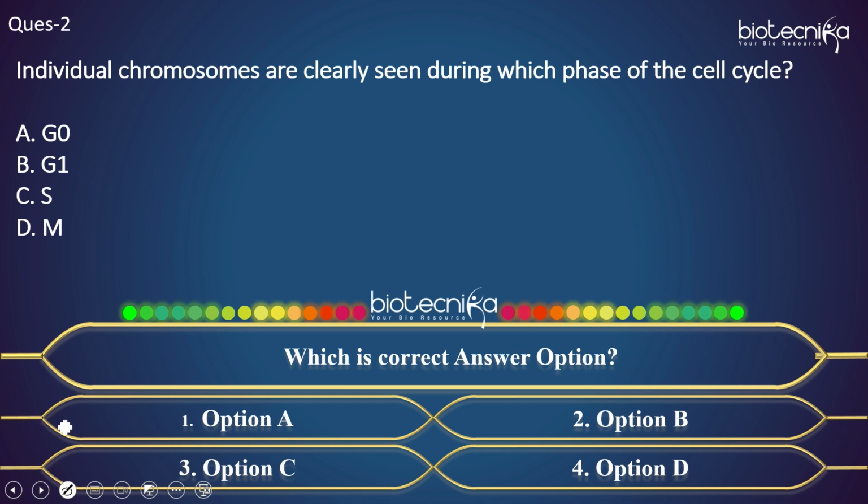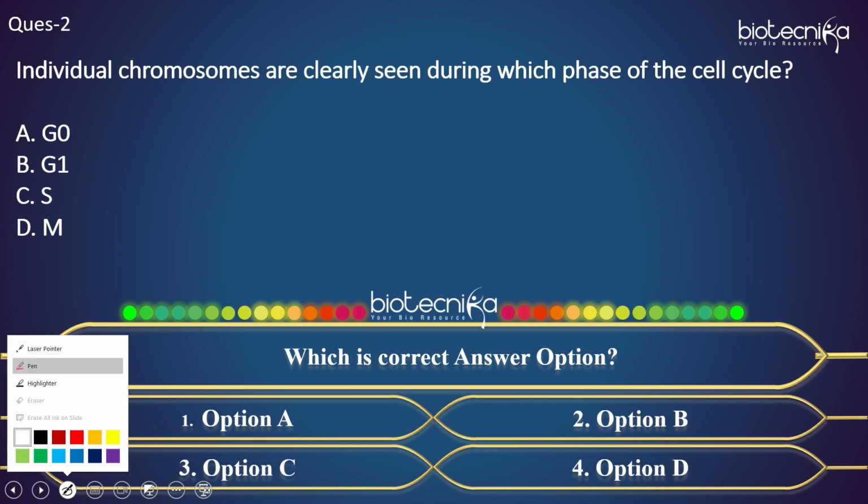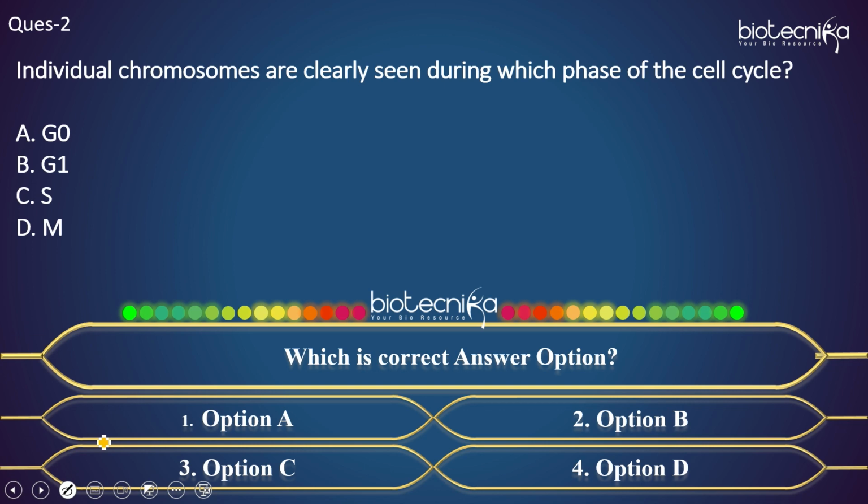So question number 2 is about individual chromosomes being clearly seen during which phase of the cell cycle. This is a very direct question, where you have to select the phase in which, if you want to visualize chromosomes, they will be visible. Is it G0, is it G1, is it S, or is it M?